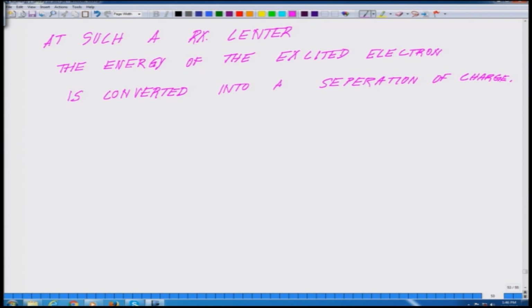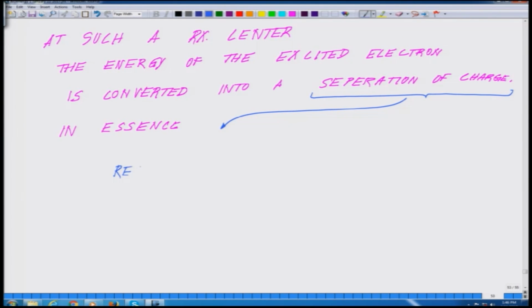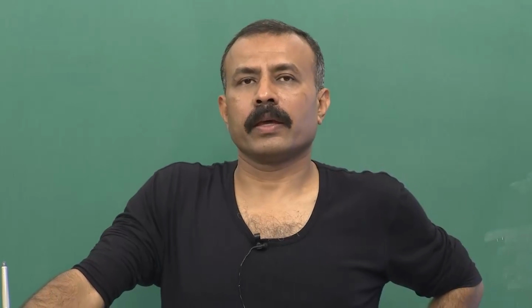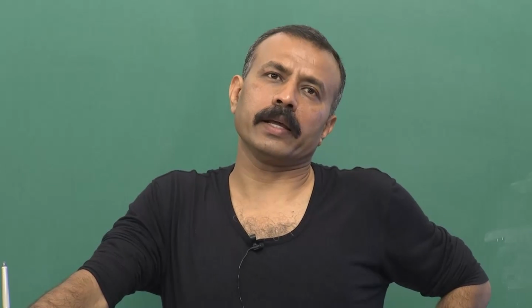And in essence, what does this mean? Here the key word is separation of charge, and in essence the separation of charge is the one which generates what we call the reducing potential. In essence, what we are doing is that light energy is used to create the separation of charge. So, by and large, this is the most critical reaction in photosynthesis, where the light energy falls on the chlorophyll molecule and it ejects an electron.